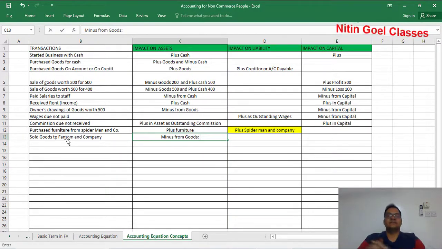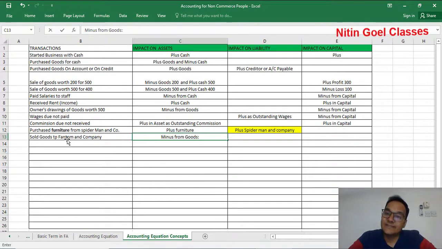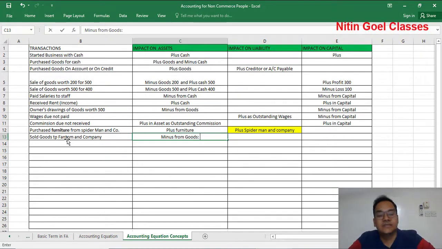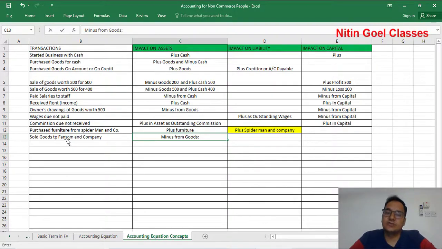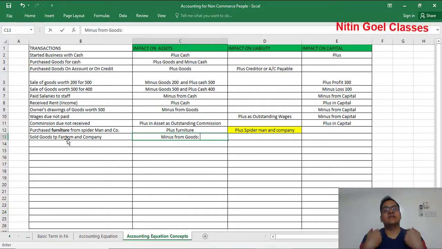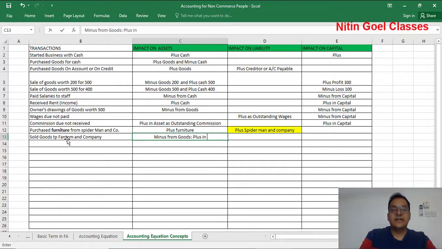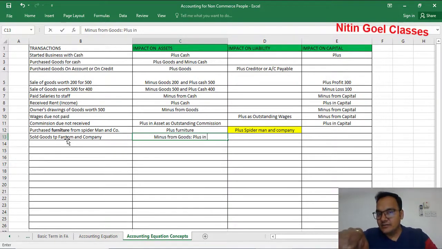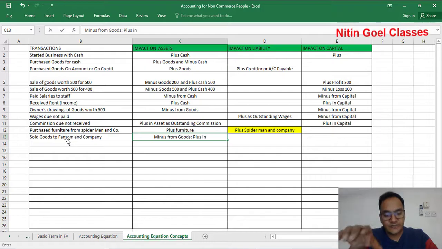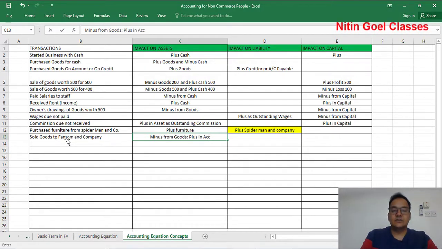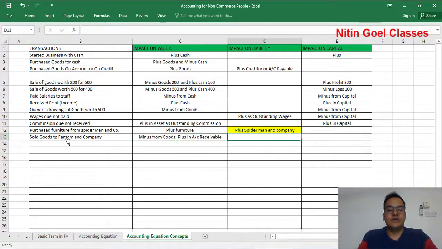What is the next impact? Is it a liability? Answer is no. Is it a capital or profit or loss? Answer is no. Nothing is mentioned about pricing of the goods or cost or sale price. Then what is left? We have sold our goods, but we have not received money. From whom? It is on account. So we will write plus in. Shall I write Phantom and Company? I will write simply in the accounting equation plus in accounts receivable. I hope things are becoming easy.